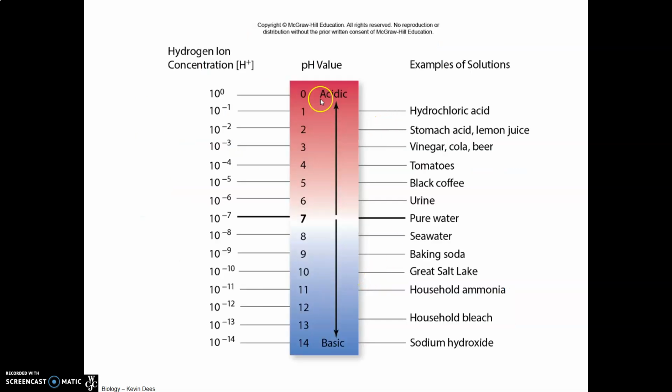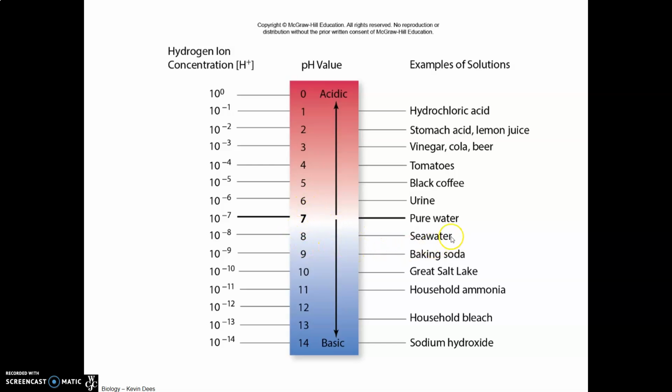Now, if we look at some common examples of solutions and where they fall on the pH scale, again, here's our neutral mark at 7. Notice things like colas and vinegar, they are fairly acidic with a pH of 3, while stomach acid has a pH of 2. And it's important to note that this scale is a logarithmic scale. So as we increase or decrease one order of magnitude, the alkalinity or the acidity really increases.